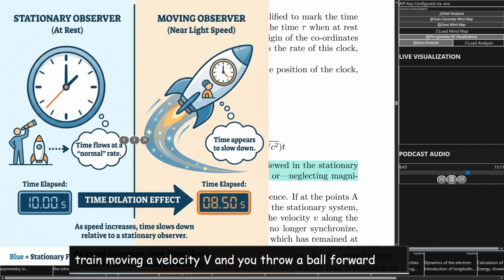What is it? The new formula is u = (v + w) / (1 + vw/c²). And that little term on the bottom, the vw/c², that's the key. That's the relativistic correction. It ensures you can never break the speed limit.